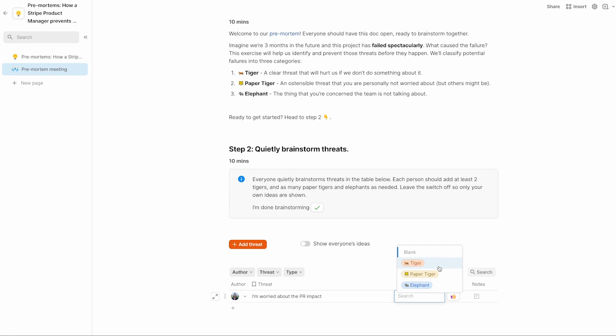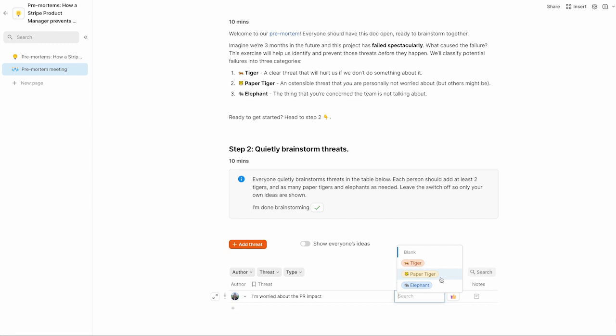A paper tiger looks like a tiger, but is not actually. What that is, is usually things that others on the team may be worried about, but you know that it's not going to be a problem because you own that problem and you're all over it and there's nothing to worry about. So a paper tiger acts as a good way for you to share certain things that you're not worried about and to reassure your team.